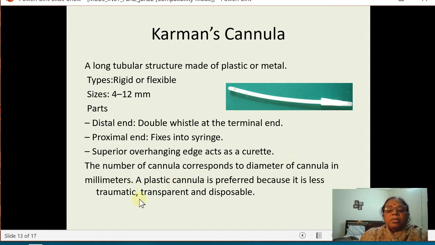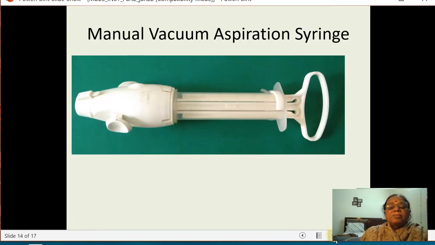This is superior and it is an overhanging edge and it acts as a curette. The number of the cannula should correspond to the diameter of the cannula in millimeters, and the plastic cannula is preferred because it is less traumatic, it is disposable, it is sterile, and the chances of infection are also less.